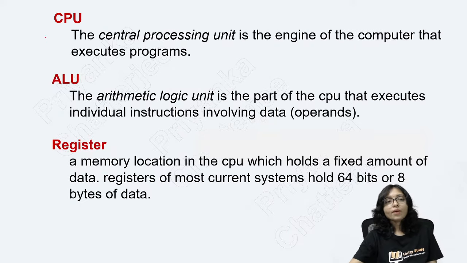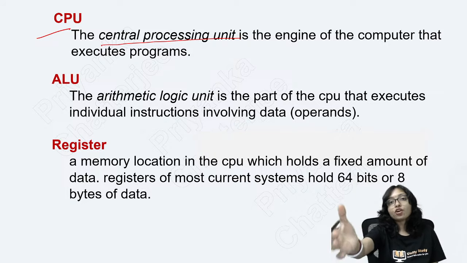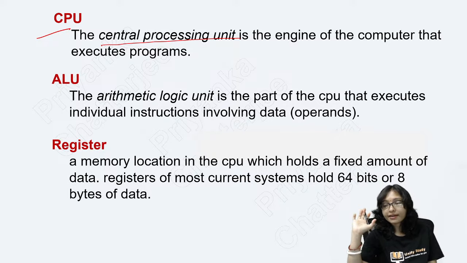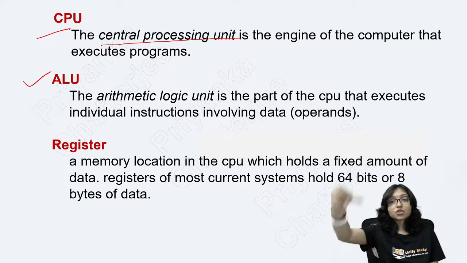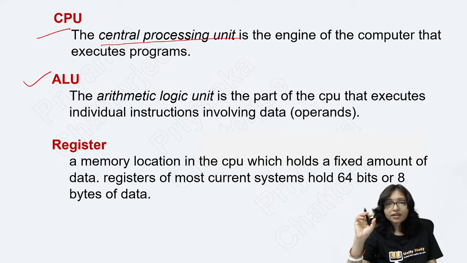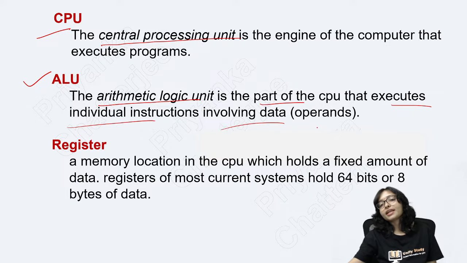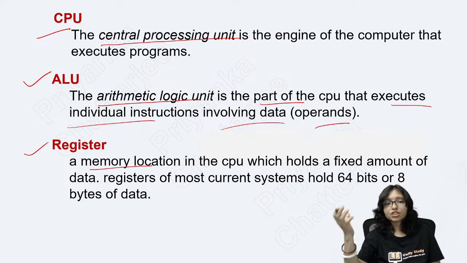So here, what is the CPU? CPU is the central processing unit, the main engine. It is the brain of the computer, where all the processing is going on. Arithmetic logic unit, in the brain also there is the pituitary. Pituitary is the main gland in the brain, right? So the pituitary is like the arithmetic logic unit, where all the arithmetic operations are going on. It is the part of the CPU that executes individual instructions involving data with operands, doing all the mathematical calculation. Register, as I told, will always be in a memory location and is fixed according to register size. 64-bit machine, 32-bit machine, according to the bits, your register capacity will also be that.